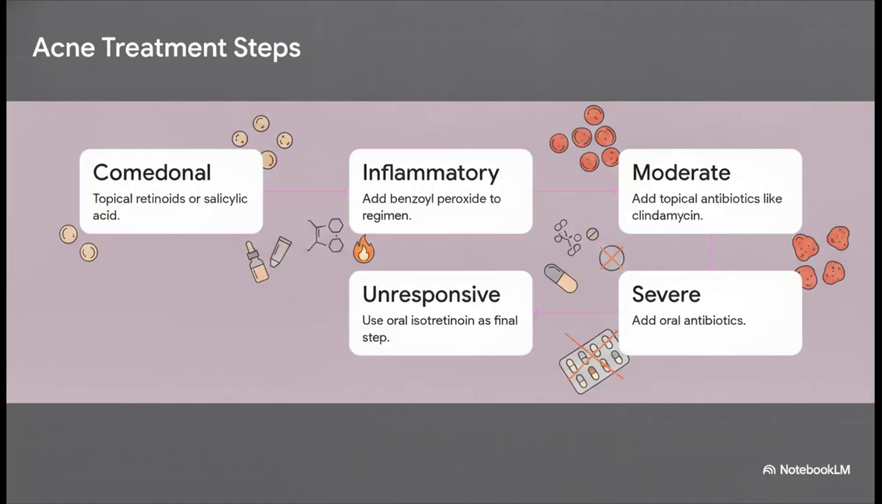Let's walk through the strict step-up therapy ladder for acne vulgaris. For comedonal acne, start with topical retinoids, or salicylic, azelaic, and glycolic acids. For mild inflammatory acne, you add benzoyl peroxide. Moderate cases, add topical antibiotics. For severe nodular acne, you're stepping up to oral antibiotics, and if it's completely unresponsive, use oral isotretinoin.